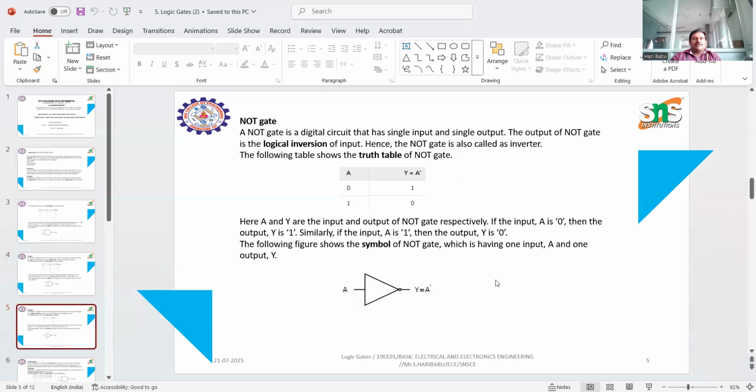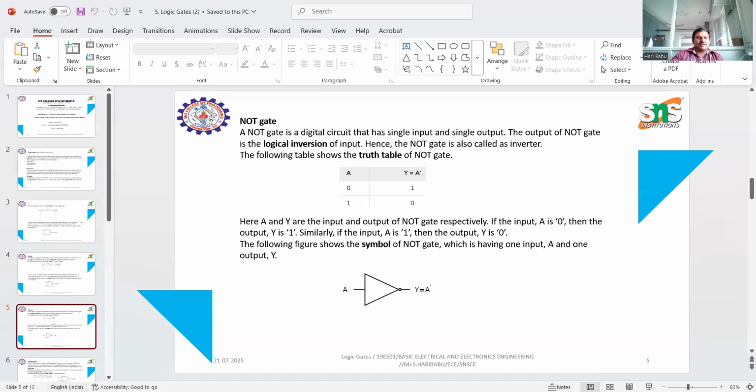Next is the NOT gate. A NOT gate has a single input and single output, and it performs a logical inversion operation. When we give 0 as input, the output will be 1. When 1 is the input, 0 will be the output. See how it operates and how it is represented by its symbol.